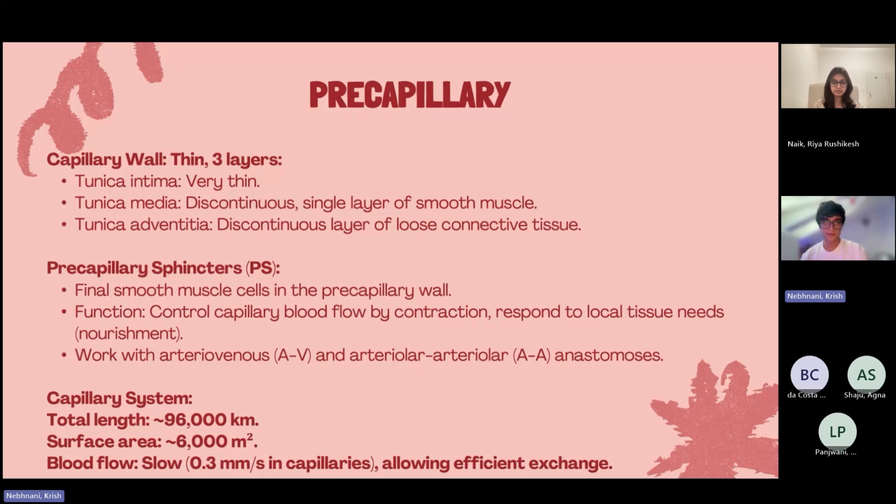But in precapillaries, you'll have these three layers. The tunica intima, again, loose connective tissue, but very thin. Tunica media, again, smooth muscle cell, but single layer and discontinuous. Adventitia, loose connective tissue, and discontinuous again.